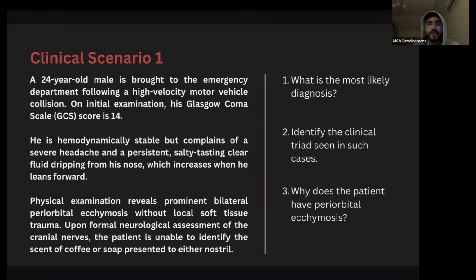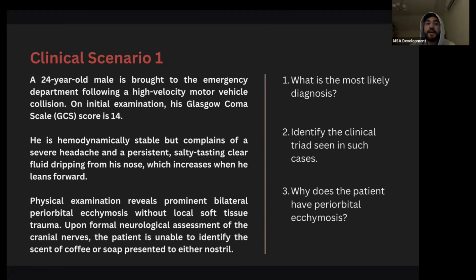So, as you can see here, this is a patient who suffered a high impact road traffic accident, and he's stable. However, he's having this severe headache and this fluid dripping down his nose, and bruises around his eyes, and he cannot smell. So what could be your diagnosis? I'm going to give you a minute. So what do you think?